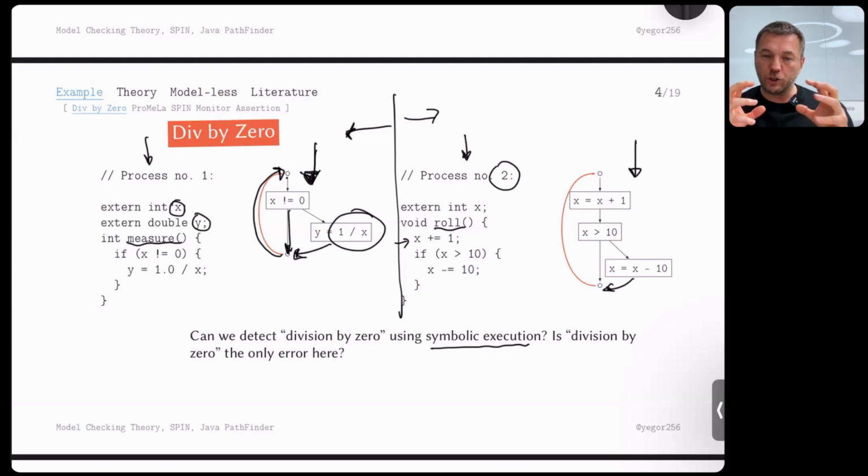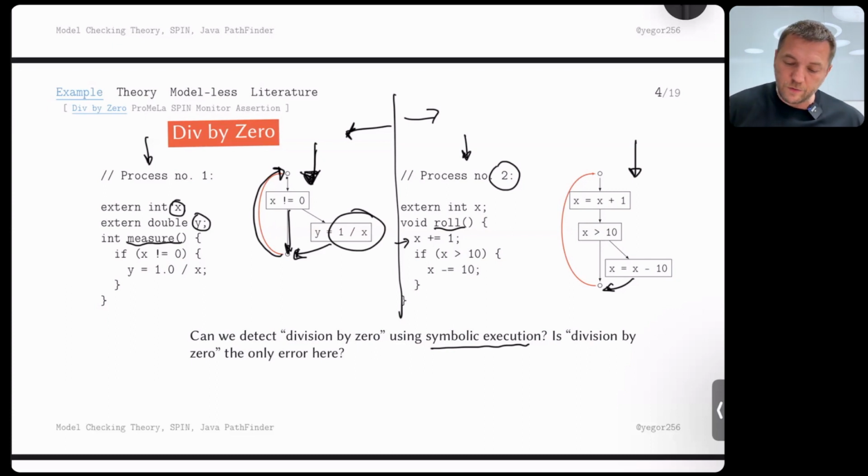So I'm just showing this to formulate the problem. Why do we need model checking? Because there are certain situations, and mostly these situations are related to concurrent execution, to parallel execution of two or more processes. And when they work in parallel, none of the other analysis techniques which we studied before can actually do anything good. They cannot.